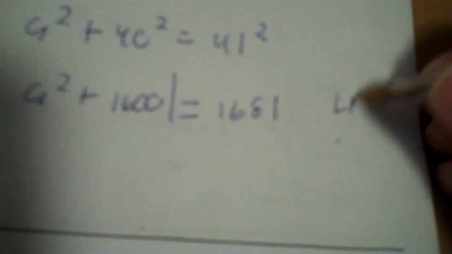Okay, so we keep that in variable form. 40 to the second, 40 times 40, that's 1,600. And then 41 to the second, that's 41 times 41. And 41 times 41 is 1,681. Now I solve for the A using the linear properties, but we have to take out the 1,600 by subtracting it.